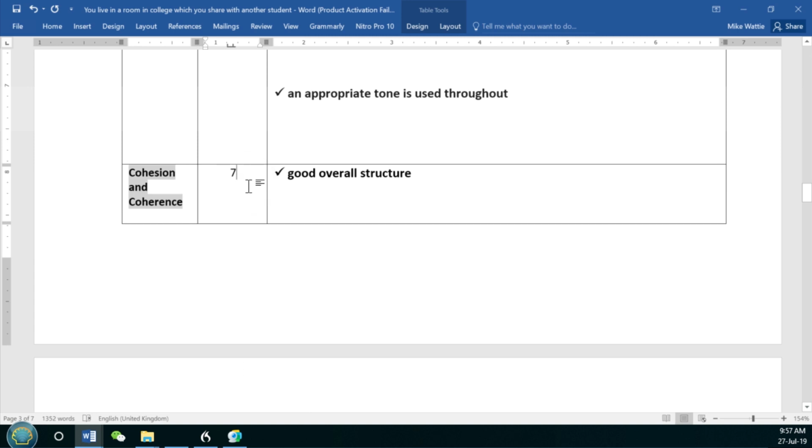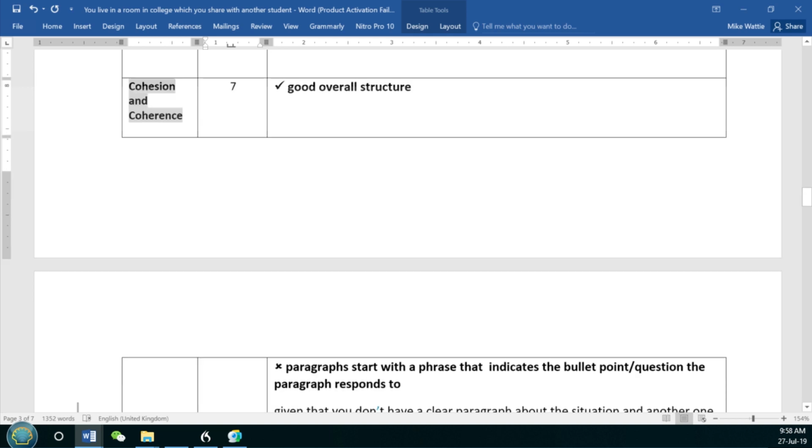I've given 7 for coherence and cohesion. Overall structure good. Well, actually not really. I like to see a paragraph in response to each of the bullet points. This is not exactly an IELTS rule. I just think it's a good idea. It makes the examiner's job easy. They can see that there's a clear response to each of the 3 bullet points. It's a kind of risk-free way of writing. There's no way the examiner's going to feel you haven't responded to any of the questions.